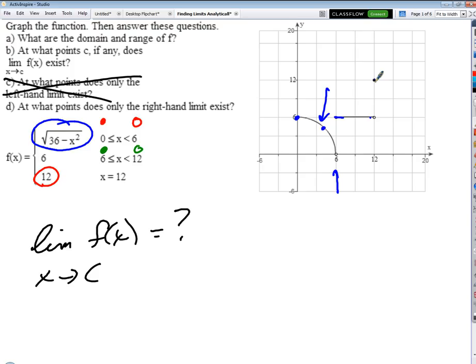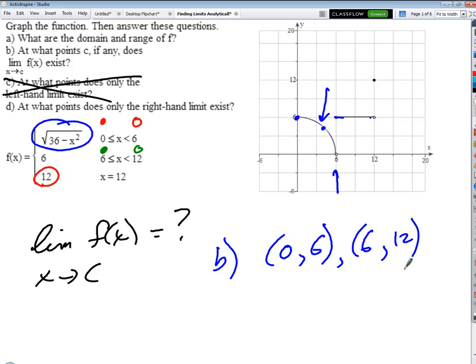So then, how would we answer B? So, all values of x greater than 0 and less than 6, or values of x greater than 6 and less than 12. Yes, ma'am. So the places where the open circles are, that's where the limit doesn't exist. Right. But everywhere else it does. Everywhere else it does. Right.